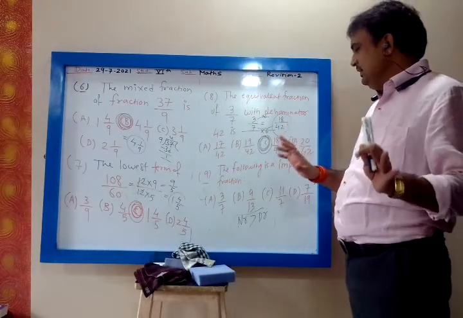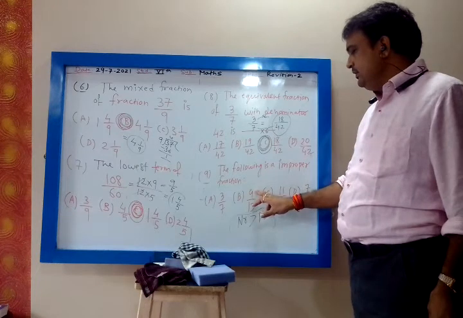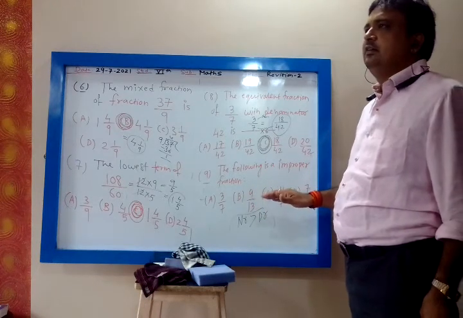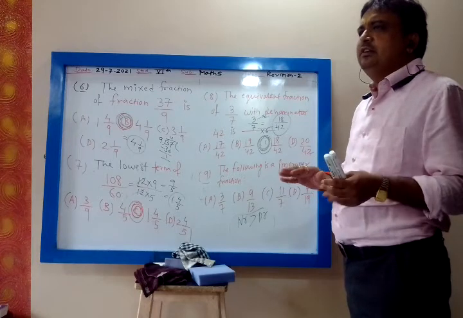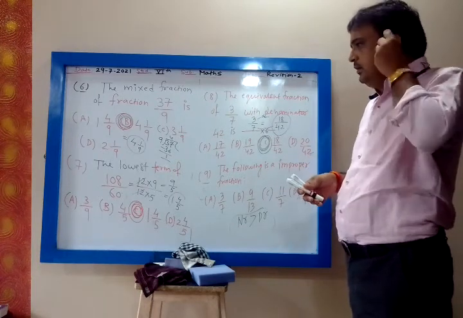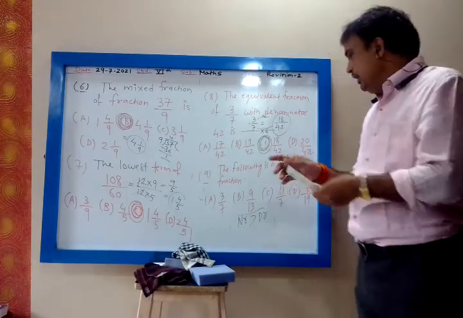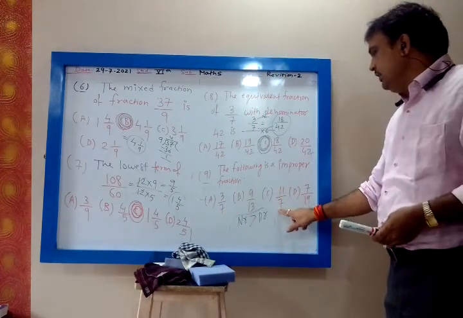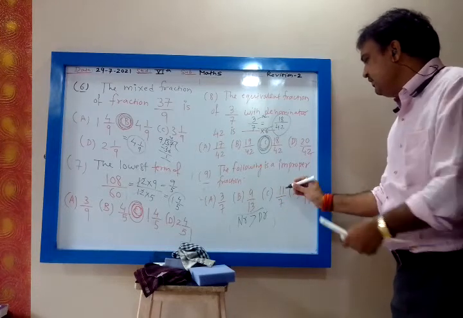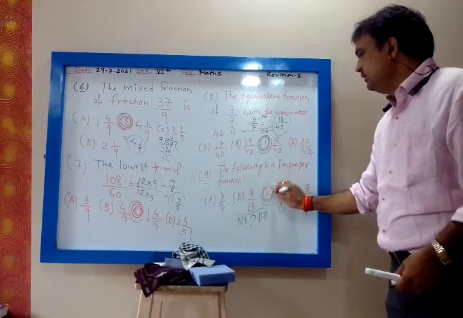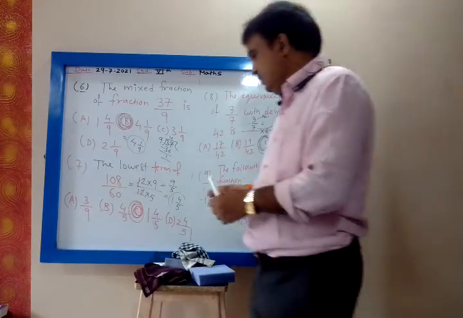It is 9 upon 13. So, for an improper fraction, the numerator should be greater than the denominator. 11 is greater than 7. So C is the correct answer. Improper fraction. C is the correct answer. Okay.